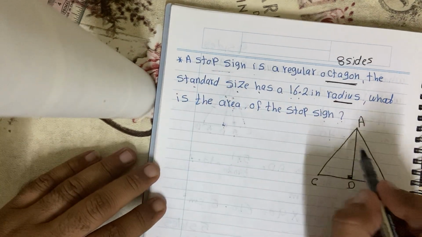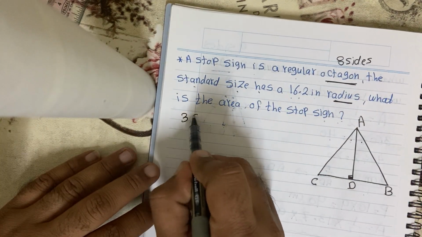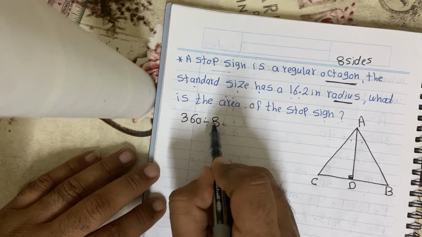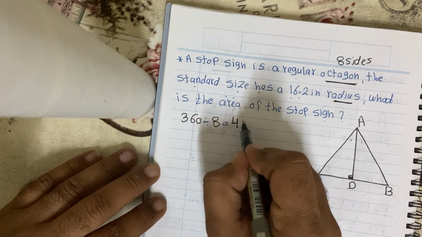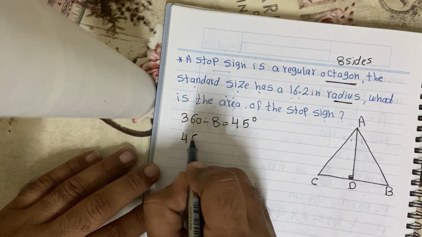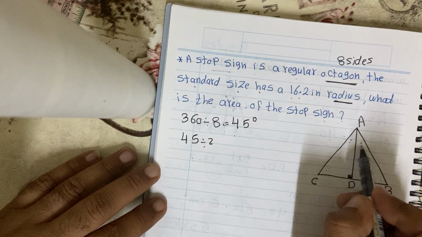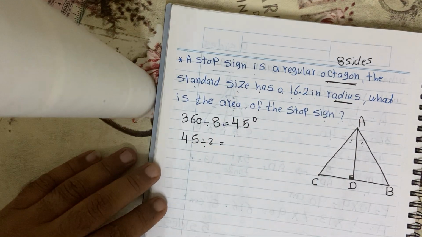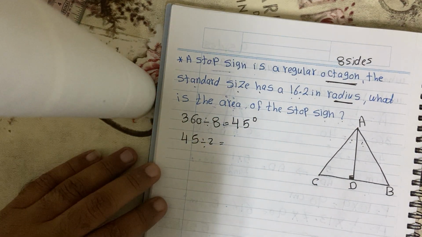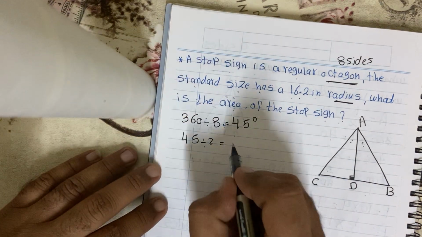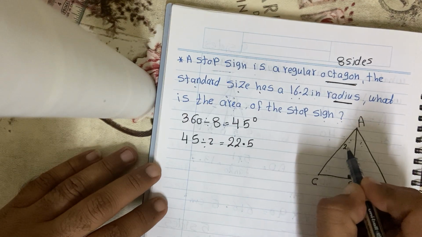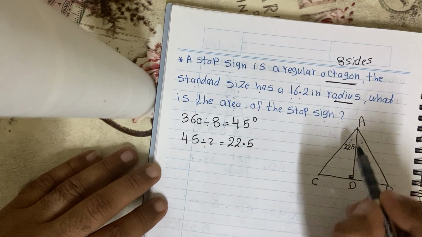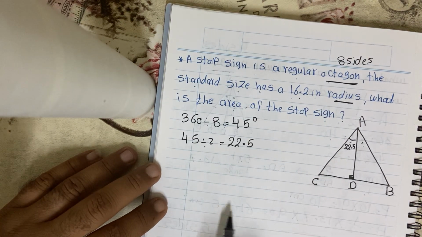Step number 1, to find this angle, do 360 divided by 8 because it's an octagon. 360 divided by 8 is 45. Don't forget to divide 45 by 2, which is 22.5. So this angle is 22.5, this angle.